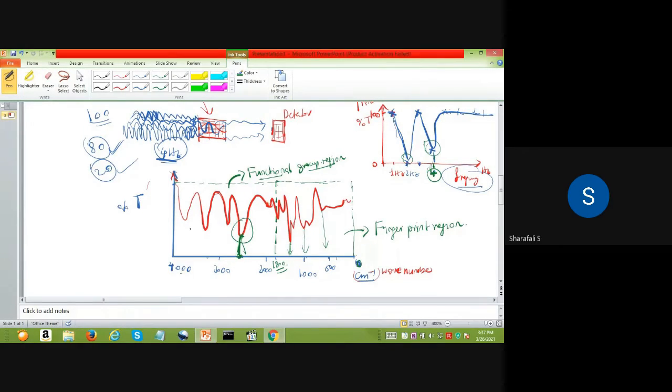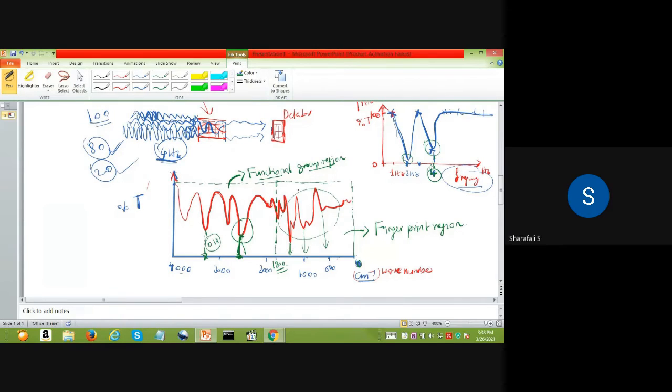Similarly, this peak is associated with some other kind of bond or group, for example the OH group. This wave number corresponds to the OH group present in your molecule, and then this particular peak will be there. So this side of the spectra gives you the different functional groups in your molecule, and this side gives you the fingerprint region, the fingerprint of certain molecules. It gives the molecule structure.